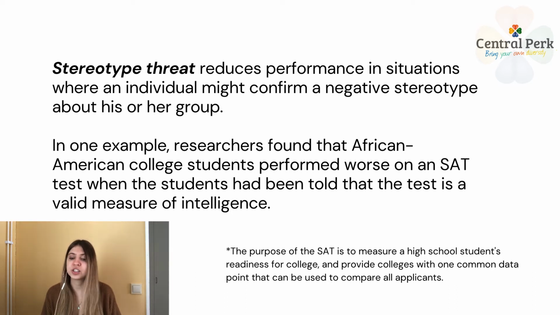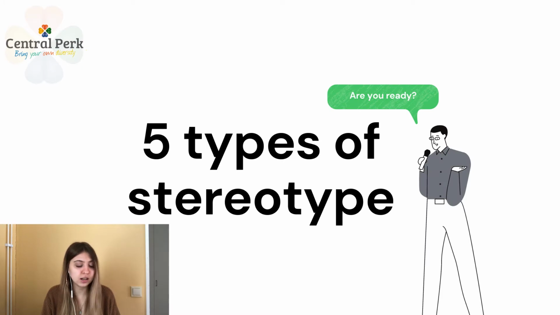So there is a stereotype that African American students are less smart, and that's why when these students were told that this is a valid measure of intelligence, they automatically thought, okay, that's not doable for me. This is stereotype threat. So now let's talk about the types of stereotypes.